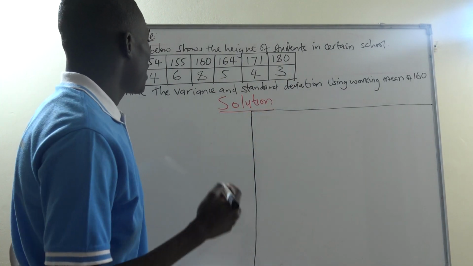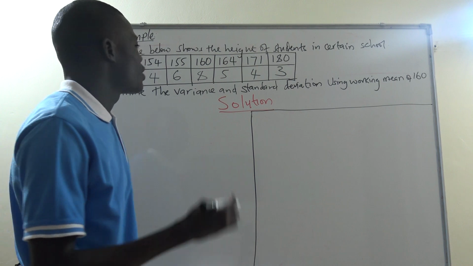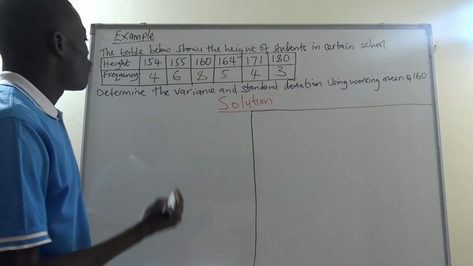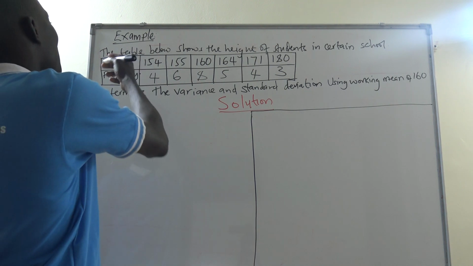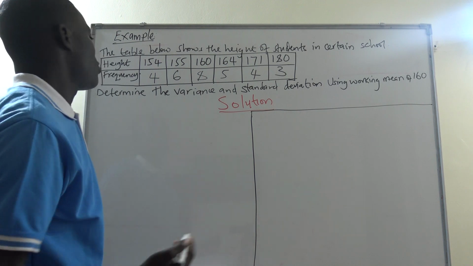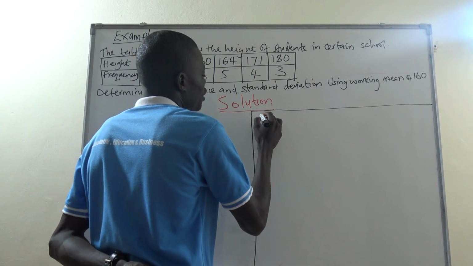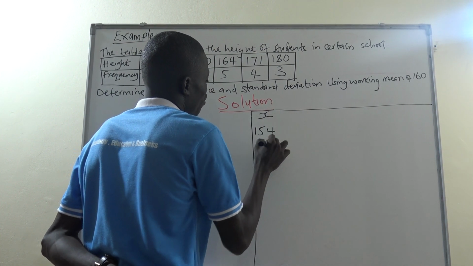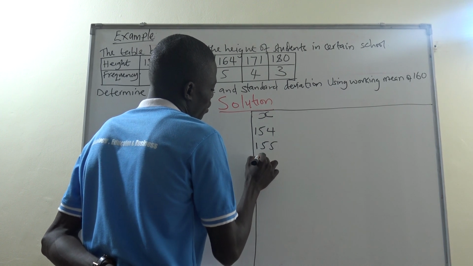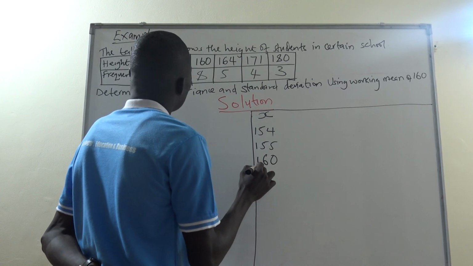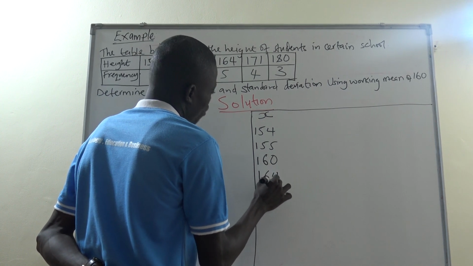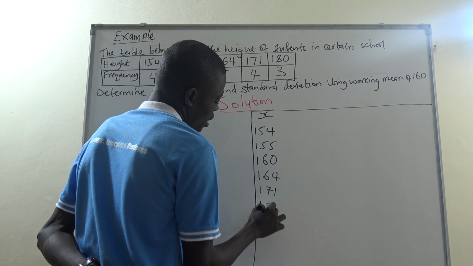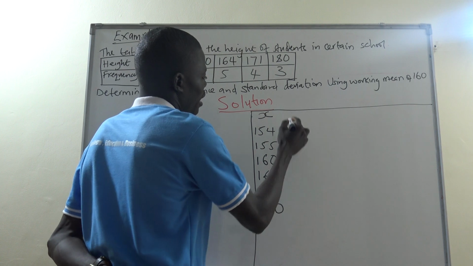We said when we are doing a frequency distribution table, we start with the class which we called X. So for this case, we are going to let our X be the height of those students. The height of the students, which is X, is ranging from 154, 155, 160, 164, 171, 180.